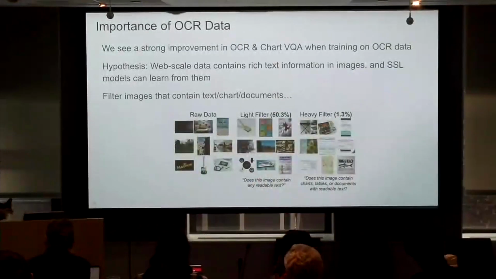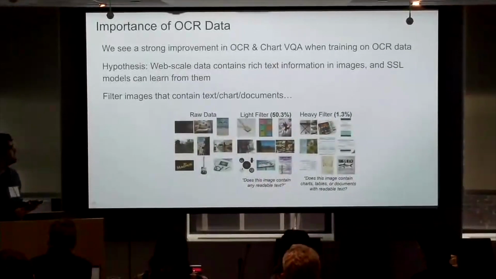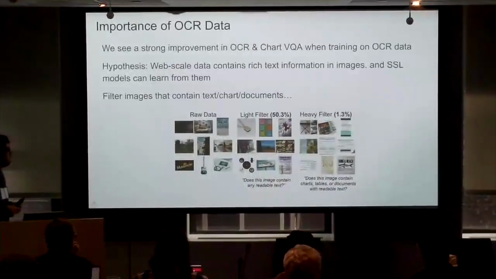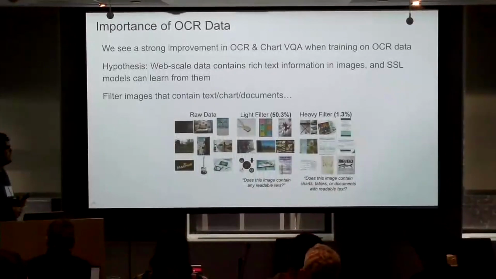And maybe one last experiment. One of the surprising findings during this project is that by training on MetaClip, training longer, we see a huge improvement on OCR and chart VQA. So we tried to understand this a bit better. One of the hypotheses was that web-scale data contains rich text information in images, and so SSL can learn text-related features just by using this type of data.